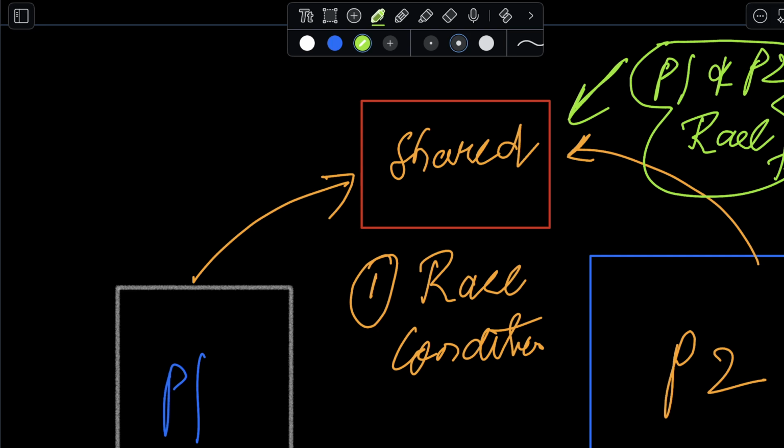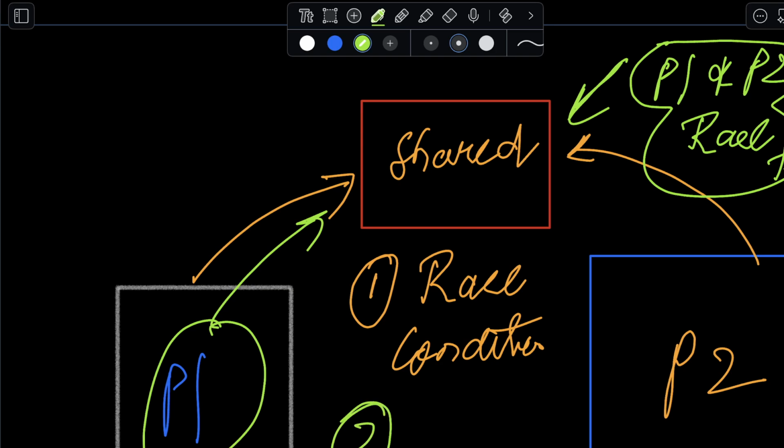Neither do we want process P1 always to occupy the shared resource, right? If it's happening that only process P1 is able to access the shared resource, then we are causing something called starvation, right? So we are not allowing the other process P2 to come and take the shared resource.